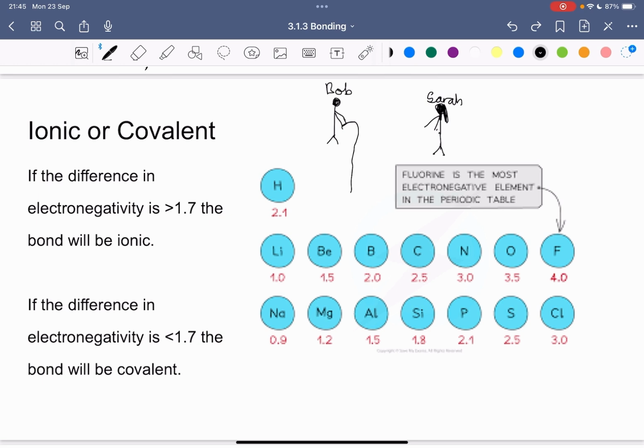Okay, so if we link this back to chemistry, when you have two atoms, the natural thing that happens is that the atoms will share their electrons. However, when one atom is a lot more electronegative than the other, okay, so a lot stronger than the other, the atom will just take both the electrons in the bond.